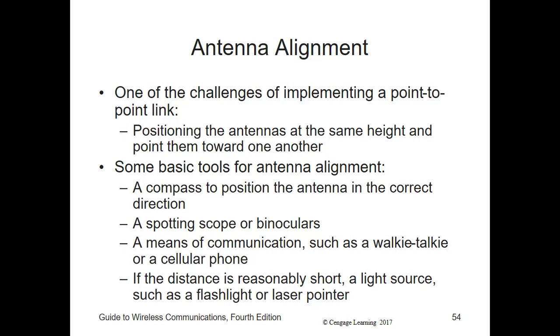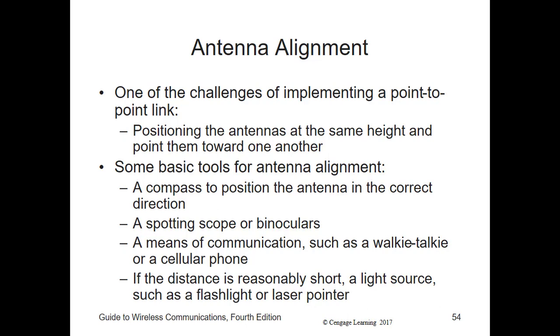One of the challenges of implementing a point-to-point link is to position the antenna at the same height and point them toward one another to maximize the strength of the signal. Recall that you have to ensure that a minimum of 60% of the Fresnel zone is not blocked by obstructions. The height at which the antenna will be mounted can be affected by trees, buildings, curvature of the earth.